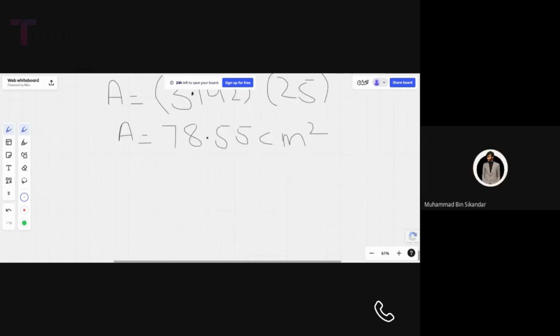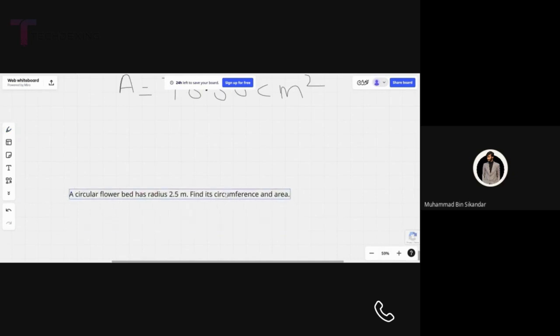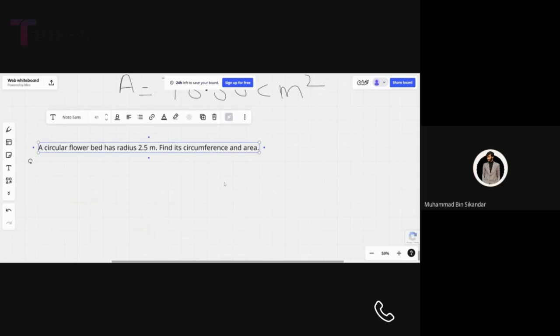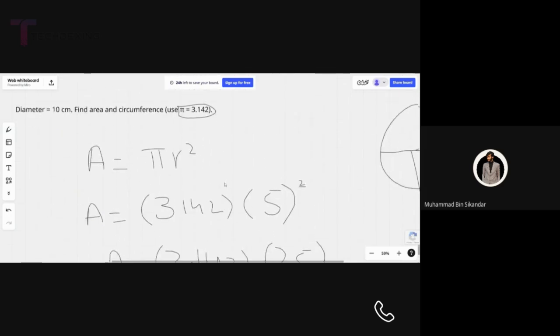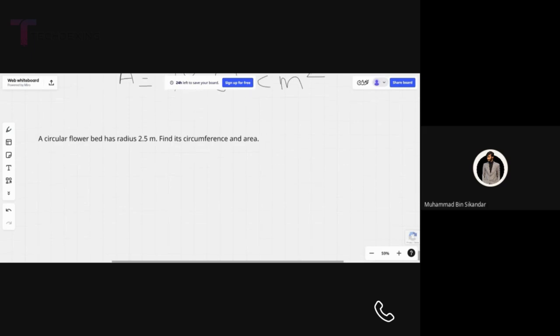Okay, let's head on forward. Let's do some real world scenario question. The circular bed has radius 2.5. Find its circumference and find its area. Firstly, let's calculate the circumference of the circle. The circumference of circles formula was, see, it was 2 multiplied by pi multiplied by r.